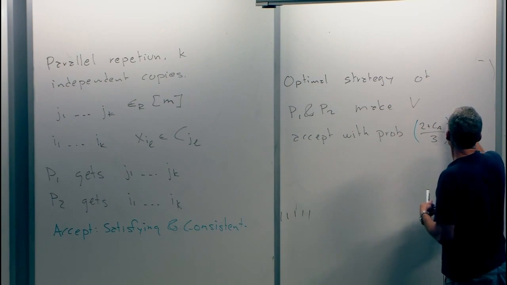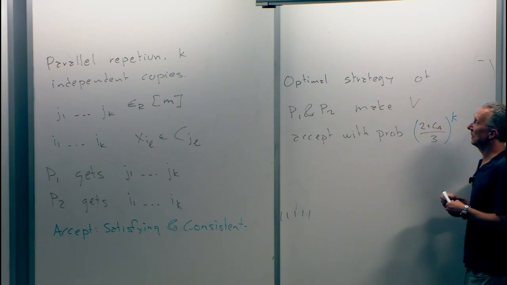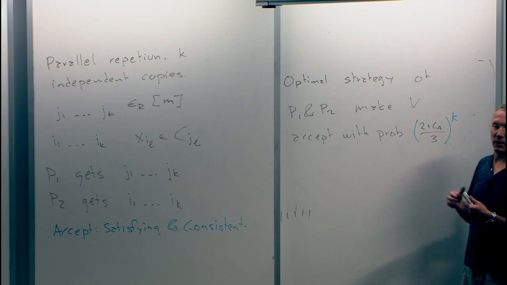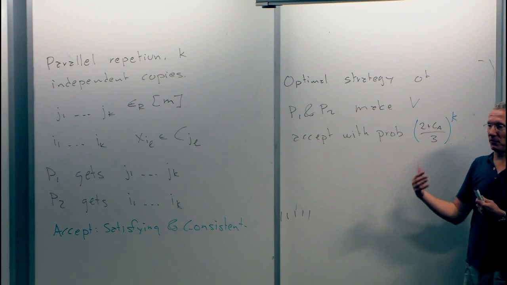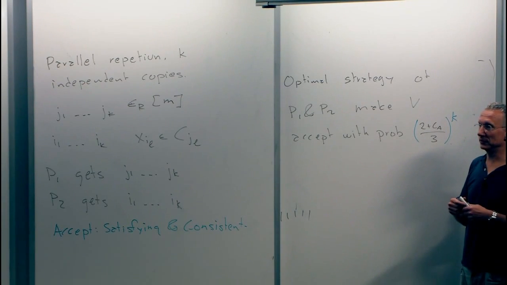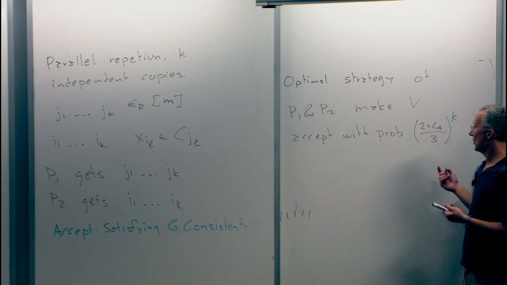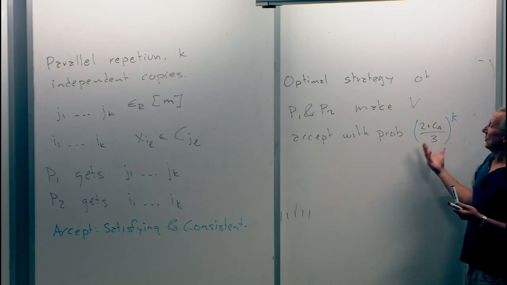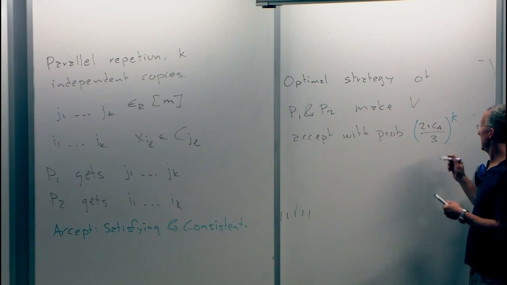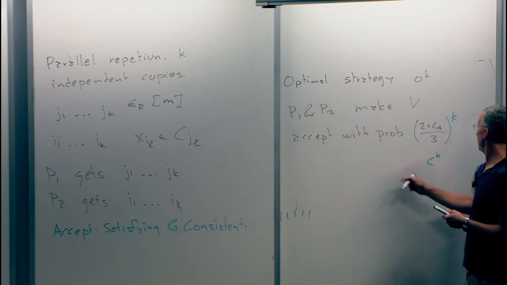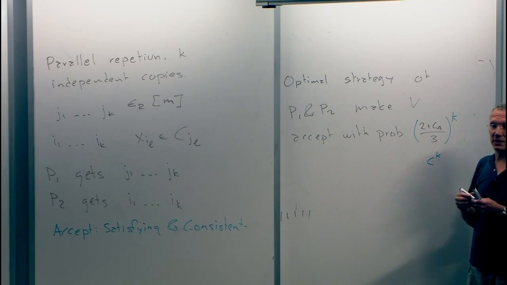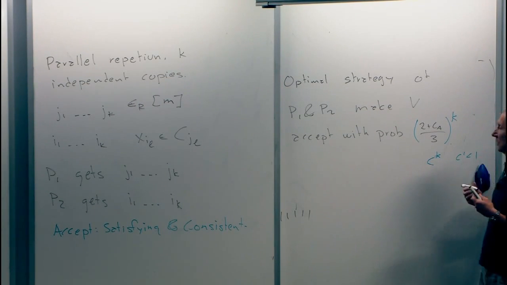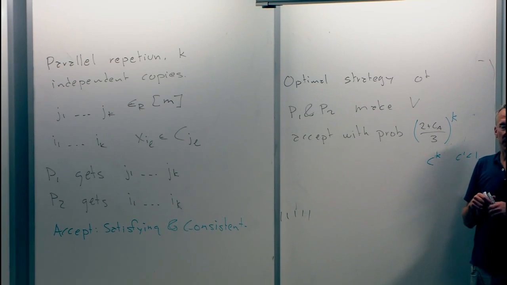What you might hope, if you haven't seen it before, is that the optimal strategy for P1 and P2 would go down exponentially with the number of repetitions. After all, we have k games. Unfortunately, two-prover games are fairly complicated. So it doesn't go down with this exponent, as Ran Raz proved a long time ago. It does go down exponentially with k, but possibly with a different exponent. And this is the parallel repetition theorem.